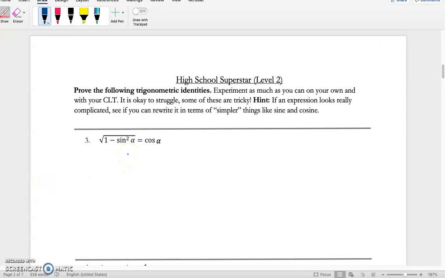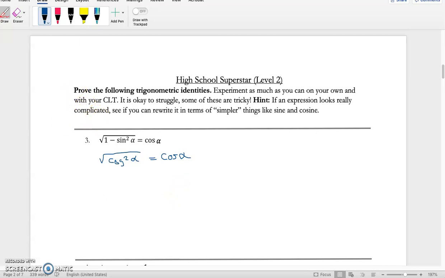So can I substitute here? I know that 1 minus sine squared of theta is equal to cosine squared of theta. So I can change this. I'm going to substitute in a cosine squared of alpha, just like we have here, and now we're trying to solve this. We're going to say, hey, these two are equal to each other. And if I can get my left side equal to my right side, then I know that this is a true statement.